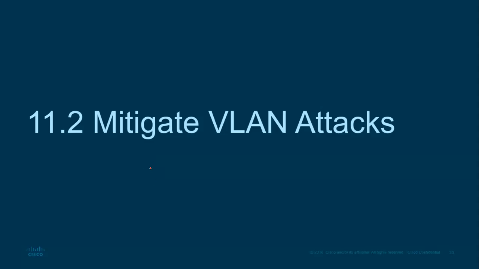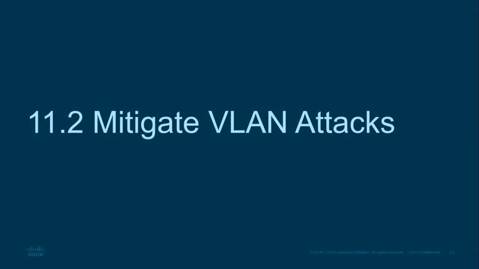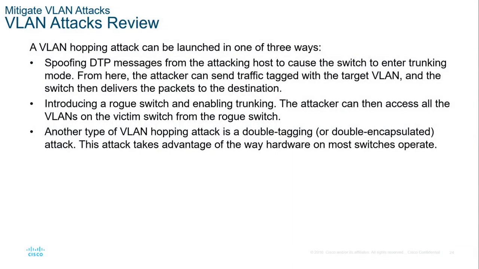So this is how to mitigate VLAN attacks, because we have what you call VLAN attacks, and then how to prevent the VLAN attacks. So with security, it's a combination. You need to note that so far whatever we've covered is also needed to prevent VLAN attacks. So within the VLAN attacks, we have what you call VLAN hopping attack.